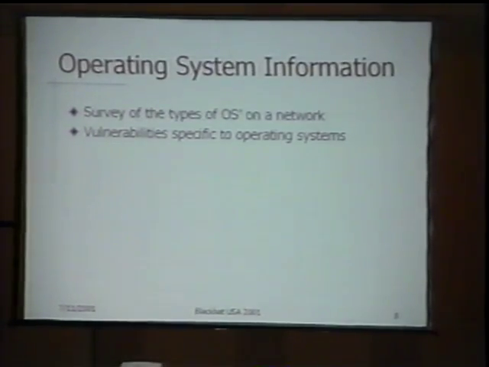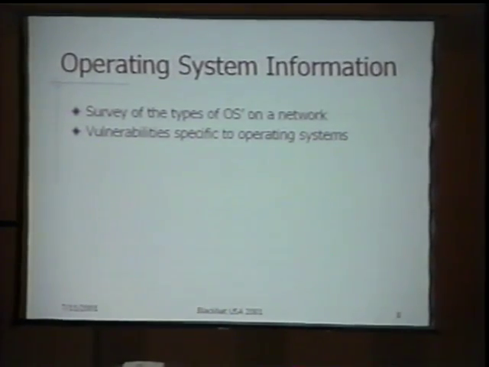Gathering operating system information is important because it allows one to survey the types of operating systems on a network. Some companies run all Windows NT systems, some companies run all Linux systems. Therefore, one can take the vulnerabilities that they're looking for and narrow them down to a specific operating system, which goes into the next bullet point, which is vulnerabilities are specific to operating systems, so it allows you to only search for a certain type of vulnerability.